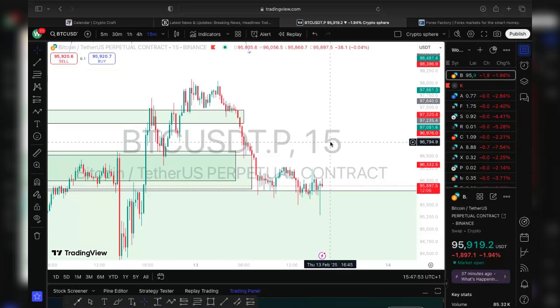Which is more important, wicks or the body of the candles? Are they both important? They are all important. The wicks and the candle bodies are all important. The wick shows that price went to a particular place, but it did not close there. That's what the wick tells you, right?